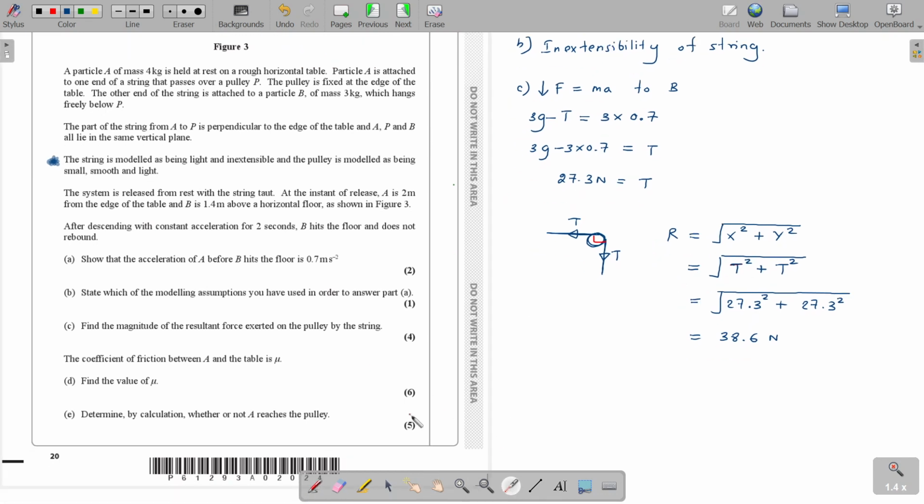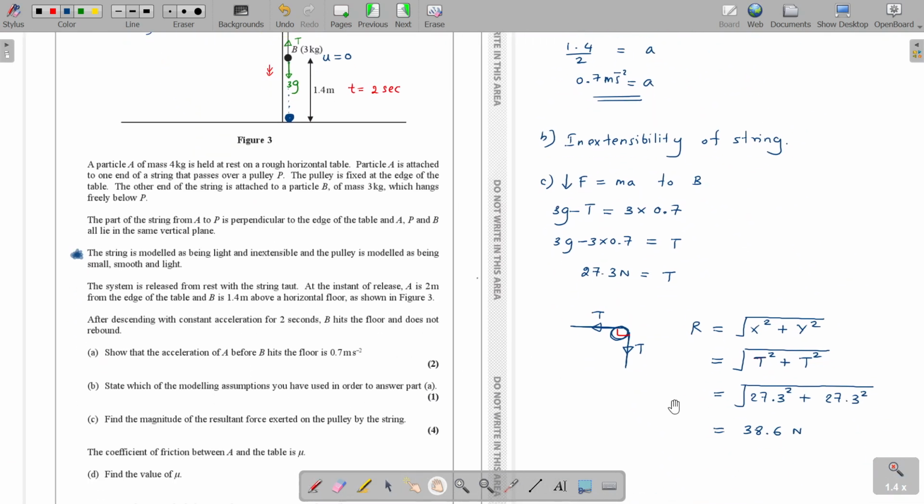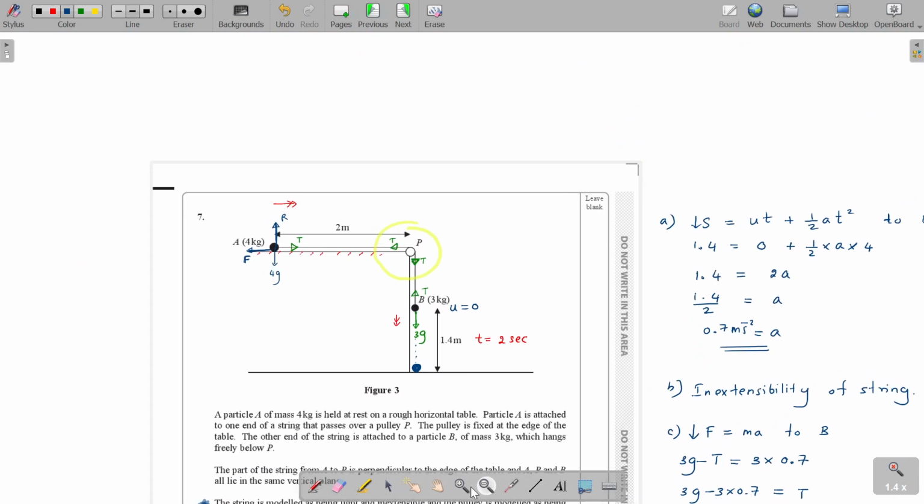So the majority of the marks is given here. The coefficient of friction between A and the table is mu. Find the value of mu. Okay, how do I get the value of mu? So obviously now I know the acceleration. We know the acceleration, we know the tension. How do I get the mu value?